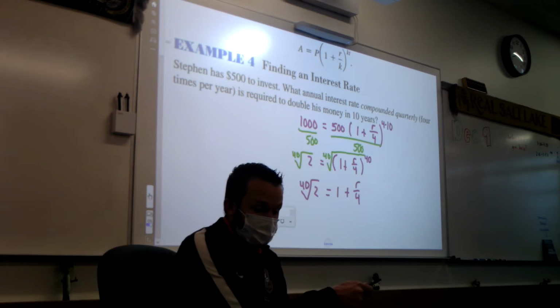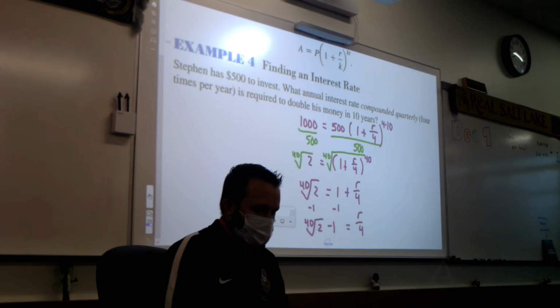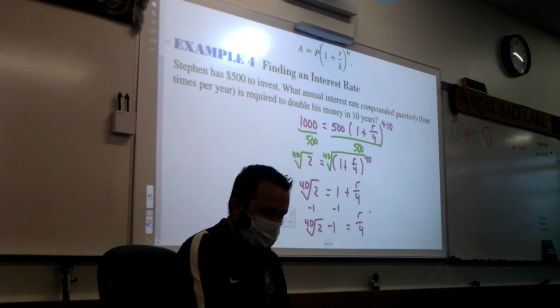Yep, we will. But before we do that, there we go. Let's subtract the 1 first. So I get the 40th root of 2 minus 1. That's equal to r over 4. And then we'll go and we'll times everything by 4. And then that will be our answer for r.